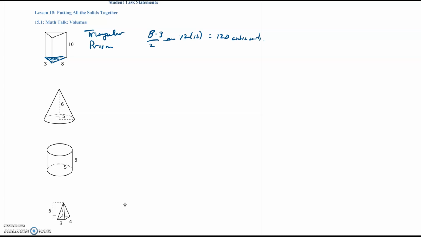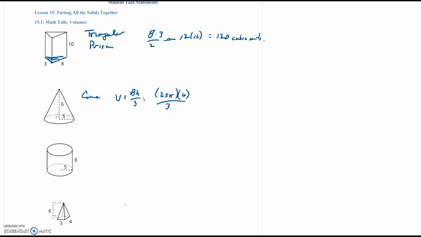Okay, the next one is a cone. With the cone, I know that the volume is the area of the base times the height, but I have to divide that all by 3. When I look at this, I notice that the base is a circle, and I know that's pi r squared. Well, my radius is 5. 5 squared is 25, so I know the area of the base is 25 pi. Now I need to multiply that by 6 and divide the whole thing by 3.